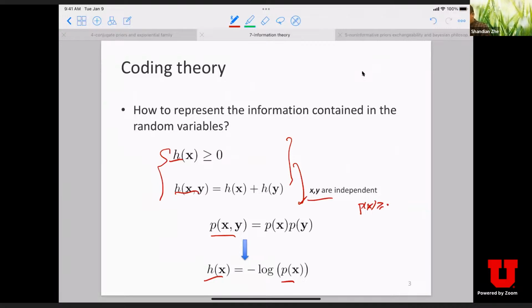If we do such a definition, it immediately satisfies both properties, right? First, p of x is less than or equal to 1. That means the negative logarithm must be non-negative. And second, if x and y are independent, the logarithm of the joint probability must be the logarithm of p of x plus the logarithm of p of y. Of course, if you take the negative, the minus sign won't change this. So we immediately get these two properties: one is non-negativity, and the second is additivity.